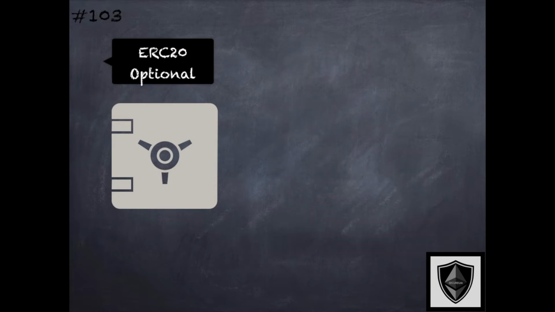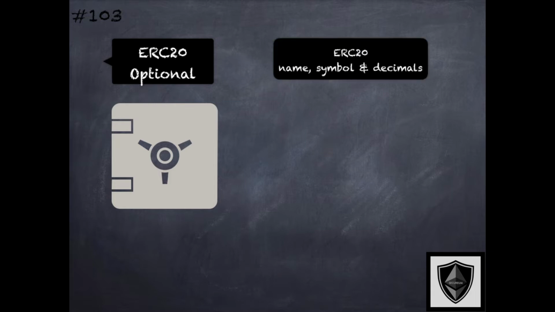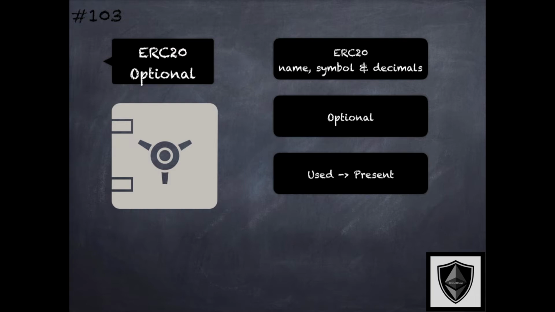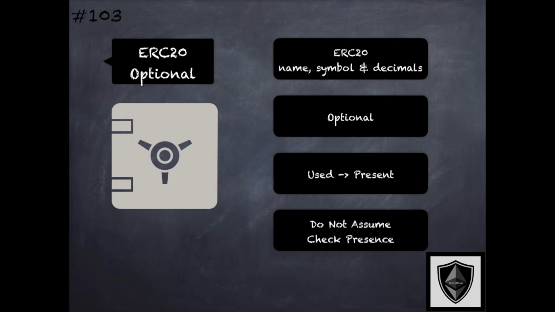The ERC20 specification makes it optional for token contracts to implement name, symbol, and decimals primitives. As a result, any contract that is interacting with ERC20 contracts should make sure that these primitives are indeed present and implemented by those contracts if they want to use them. And the best practice is not to make an assumption that these primitives will always be implemented by the ERC20 contract because they are optional.